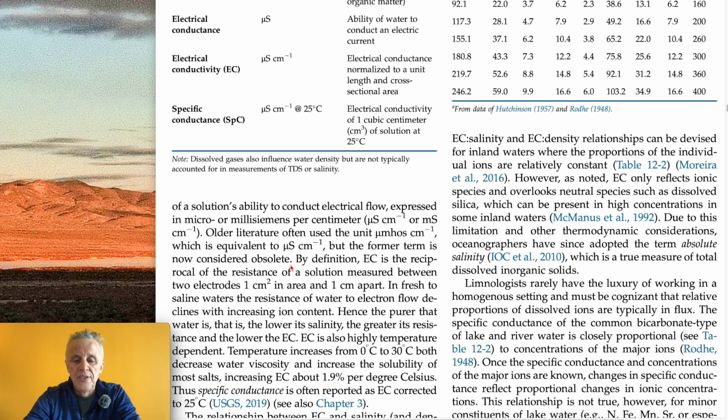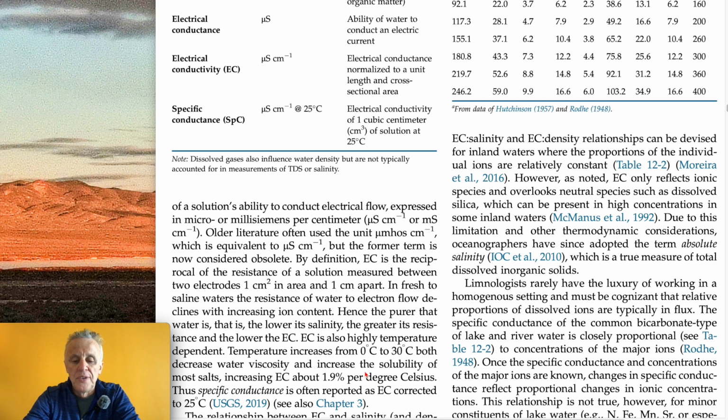By definition, EC is the reciprocal of the resistance of a solution measured between two electrodes 1 centimeter squared in area and 1 centimeter apart. In fresh to saline waters, the resistance of water to electron flow declines with increasing ion content. Hence, the purer that water is, that is, the lower its salinity, the greater its resistance and the lower the EC. EC is also highly temperature dependent.